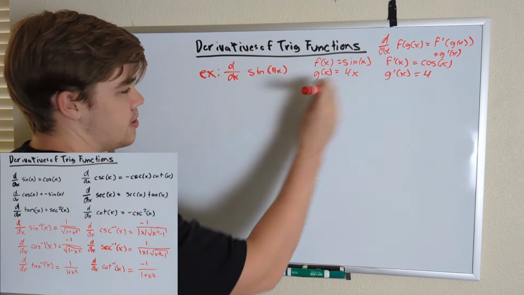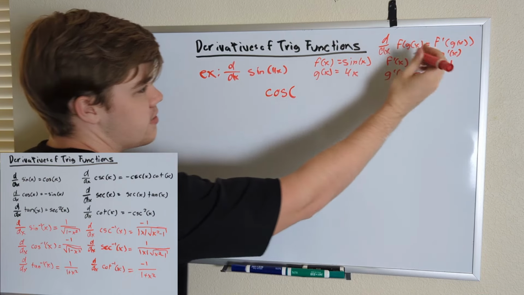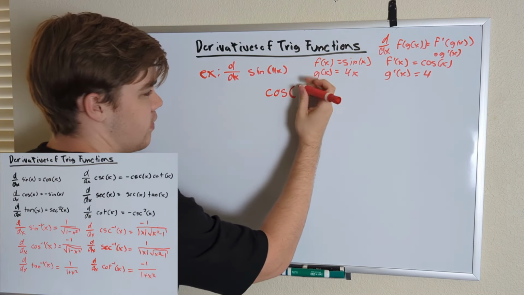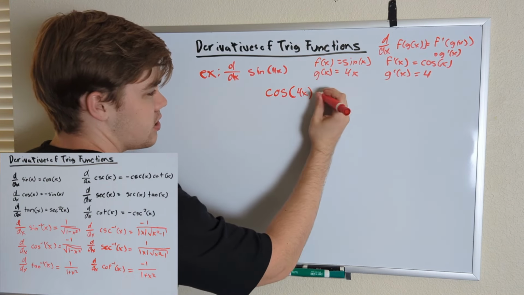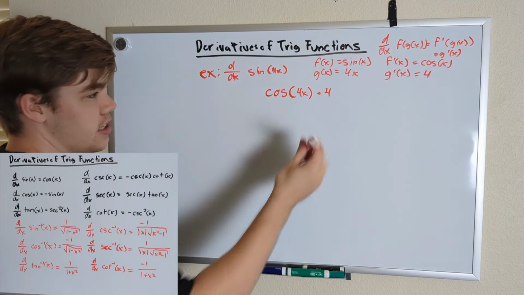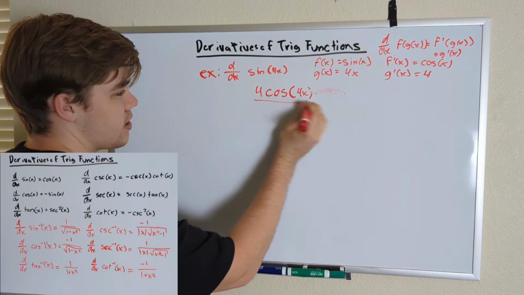So first, f prime is cosine of x. So this is cosine, and then inside we put our g of x function. Our g of x function is just 4x. And then we just multiply that by g prime of x, which is just 4. And this can just be rewritten as 4 cosine 4x.